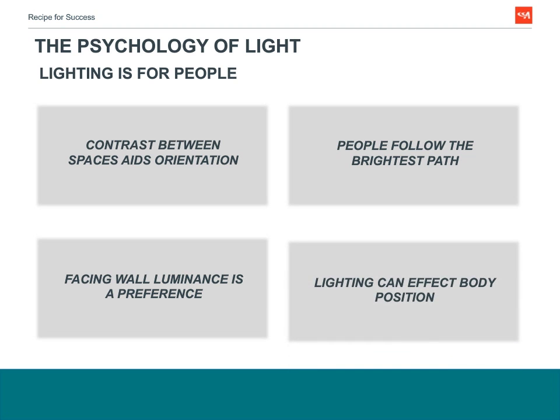Lighting can affect body position. If the lighting is too bright, there's too much glare, or it is too stark, all can make a customer turn away from the offending light. This can be frustrating for the guest and impact the experience.